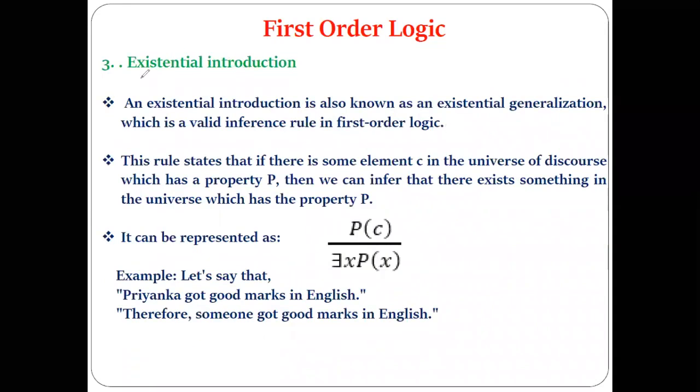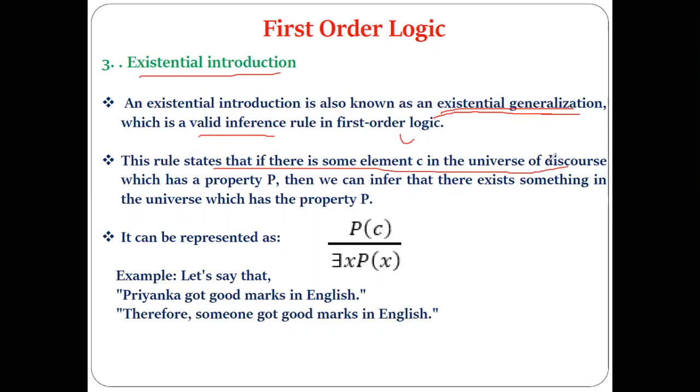Now let's see the third one, existential introduction, which is also called existential generalization. Which first rule have we studied? The first rule of inference, universal generalization. Now existential generalization is also a valid inference rule in case of FOL. What exactly does it state? This rule states that if there is some element C in the universe of discourse which has a property P, then from that we can infer that there exists something in the universe which has the property P.